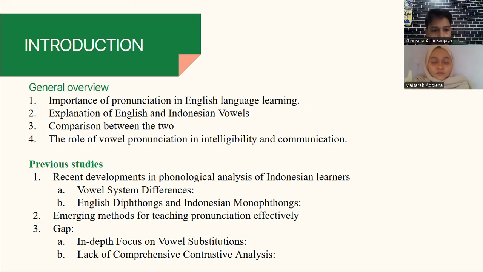And the previous studies, we have found the recent developments in phonological analysis of Indonesian learners, such as vowel system differences. Like in Bahasa Indonesia, we have five vowel sounds, I, E, U, E, O. Meanwhile, in English, there are around 14, which will be explained later on in our article. Second one, English diphthongs and Indonesian monophthongs. We will talk about also in our articles. Second one, emerging methods for teaching pronunciation effectively.